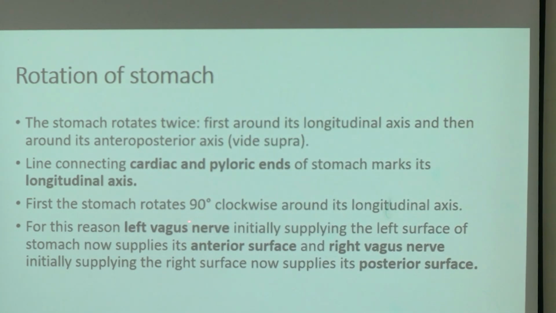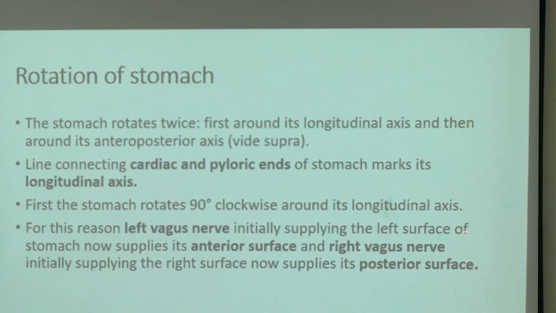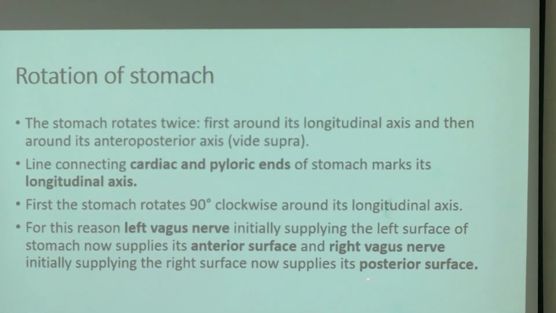First, the stomach rotates 90 degrees clockwise around its longitudinal axis. For this reason, the left vagus nerve, initially supplying the left surface of the stomach, now supplies its anterior surface, and the right vagus nerve, initially supplying the right surface, now supplies its posterior surface.